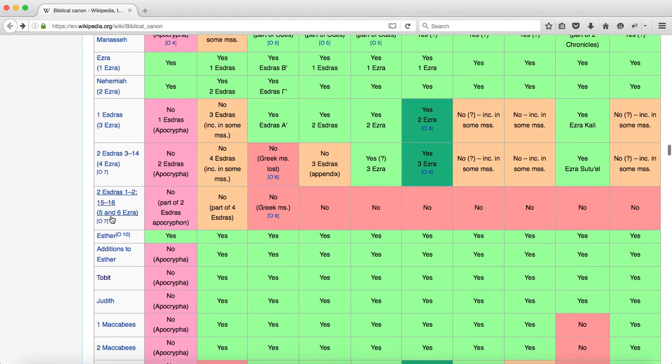And then, of course, we have 5th and 6th Ezra, which are not actually accepted as canonical by any group within Christianity. However, it is part of Second Esdras within the Roman Catholic Apocrypha, or Deuterocanon more accurately, and within the Protestant Apocrypha, it is included. So, for instance, now this isn't Protestant, the King James Bible has Second Esdras in it, and it includes chapters 1 and 2, which is known as 5th Ezra, and chapters 15 and 16, which is known as 6th Ezra.